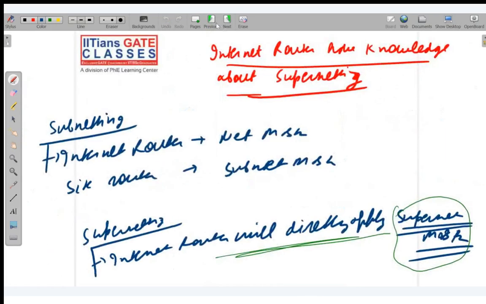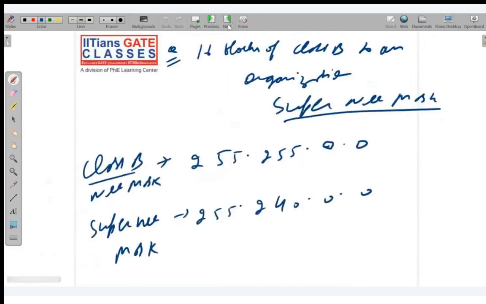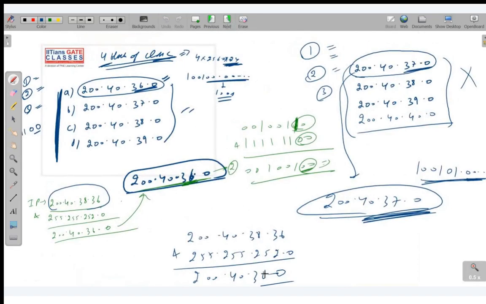I have told you, to make routing possible. Yes, sir. So routing will not be possible. The router will not be able to find the network. It was expecting 37, but we are getting 36. So it won't be able to forward the packet. That is the biggest reason, and that is the biggest problem: the first address should be divisible by the total number of IP addresses demanded. Okay, so that's it.